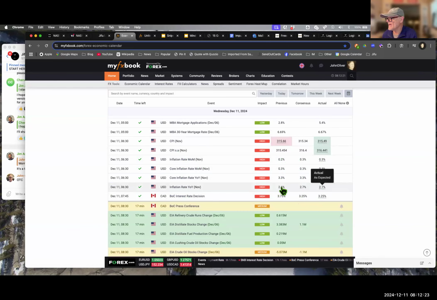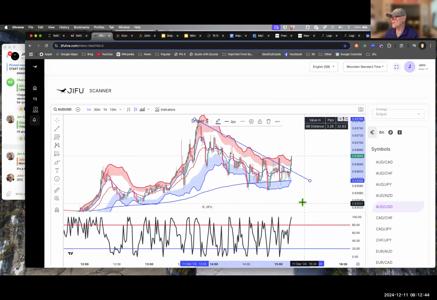2.7 was expected last month. The previous results were 2.6%. Okay, and the month to month here, again, we're not really showing that coming down yet. So something to look forward to.